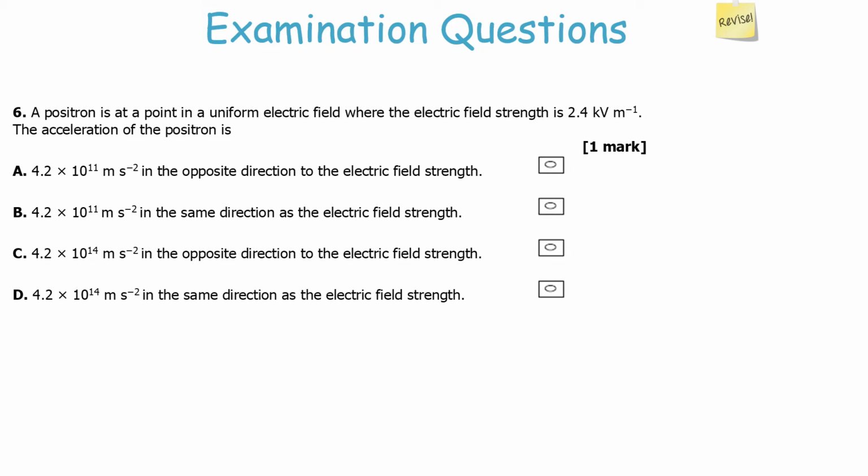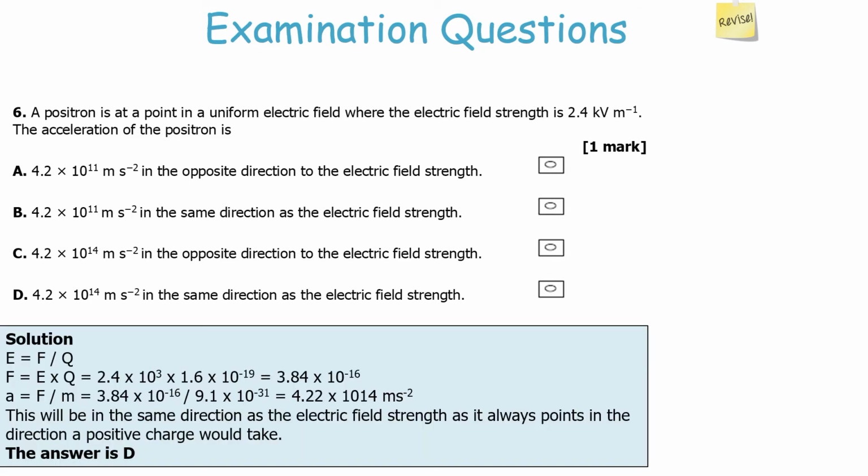Well, it's asking about acceleration. Now, the first thing we need to know is that the electrical field strength is equal to force over charge. So therefore, force is equal to the electrical field strength times by Q. Now, you've been given the electrical field strength, which we can say is 2.4 times 10 to the 3, because we've got rid of that kilo, times by the charge of the positron, which is 1.6 times 10 to the minus 19. So we can work out what our force is.